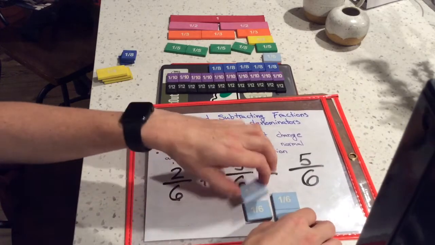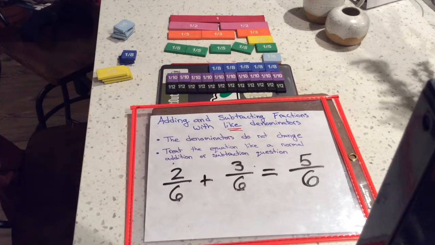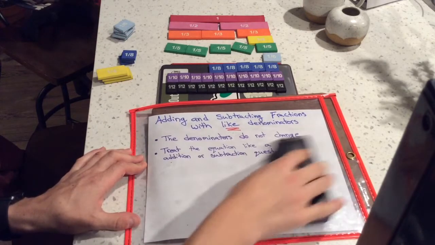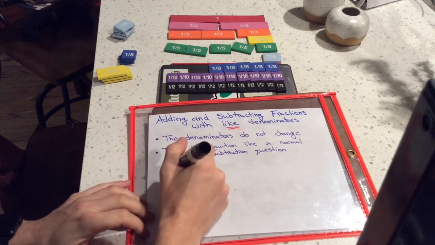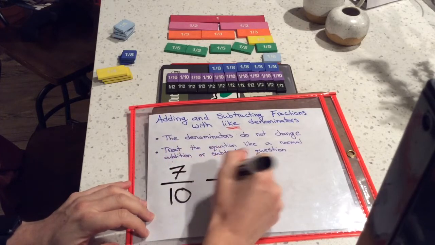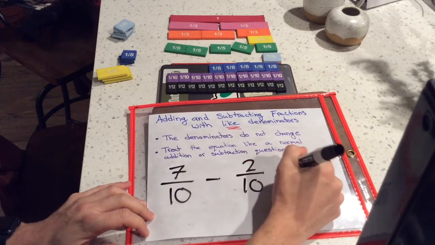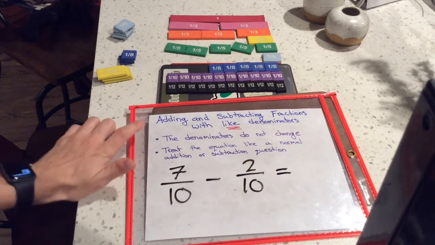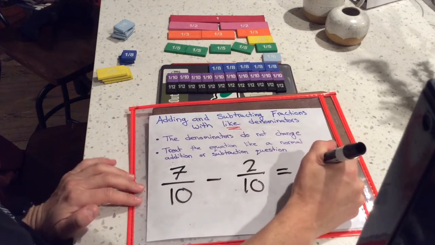These rules are the same exact rules for subtraction. And we'll take a look at what that might look like. So let's start with the fraction 7/10. We'll subtract 2/10. Same rules apply. The denominators do not change.